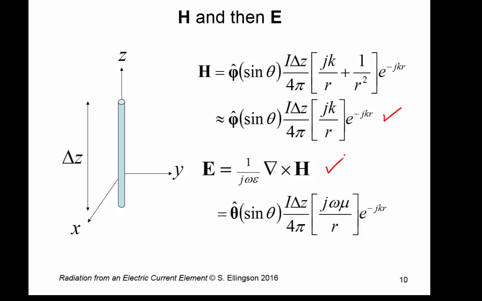Here's the resulting expression. E is in the theta hat direction. We get this factor of sine theta again. We get the current moment divided by 4 pi again. We get a factor of j omega mu divided by r, and e to the minus jkr. Also a spherical wave now. And again, you should verify this step on your own. I'm omitting here all the details of the curl, but it's relatively straightforward mathematics. It's just a little bit tedious.